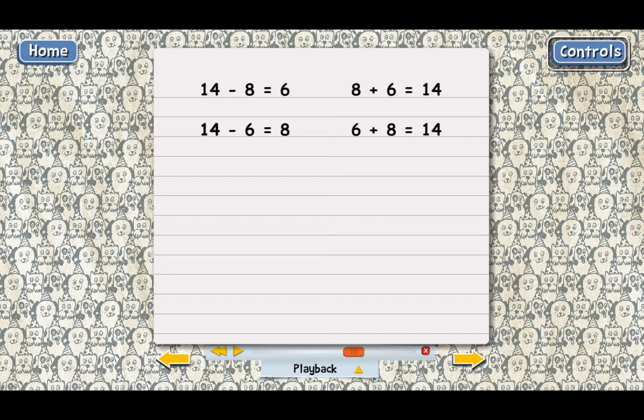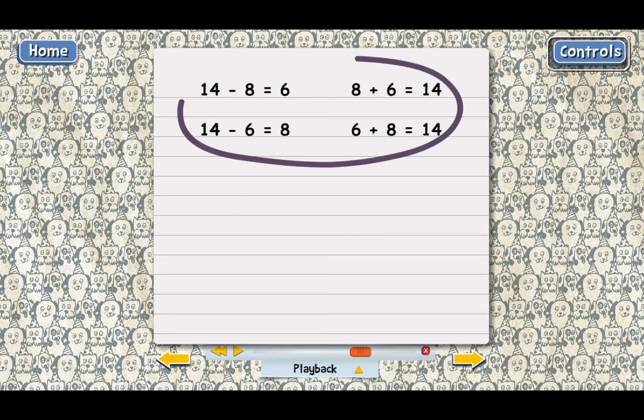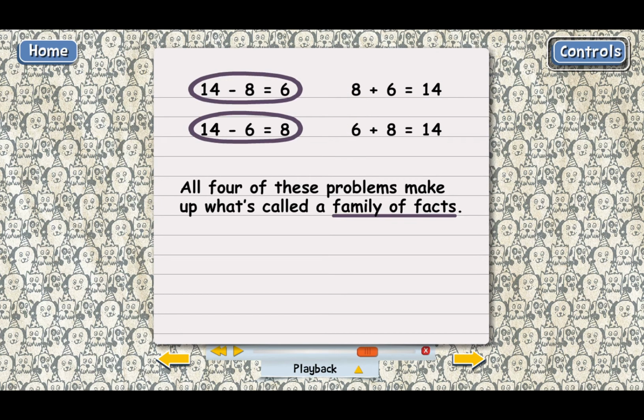Think about it this way. What number added to 6 gives you 14? And it's 8. So 14 minus 6 has to equal 8. All four of these problems, though, make up what's called a family of facts. The family has two addition problems and two subtraction problems.